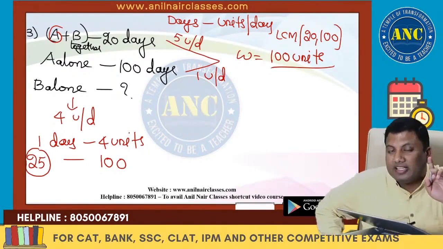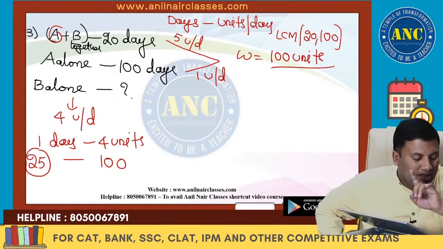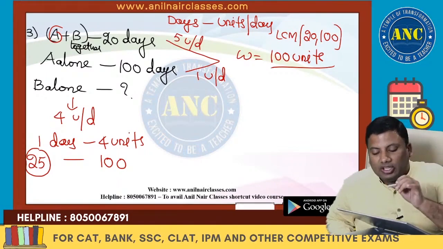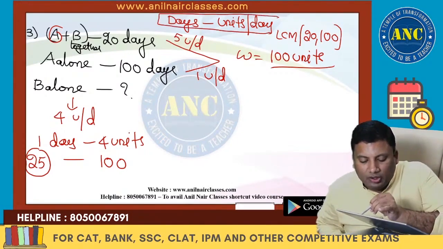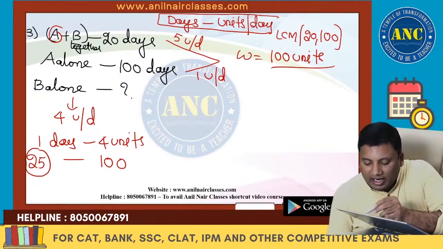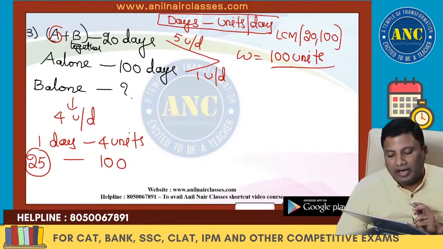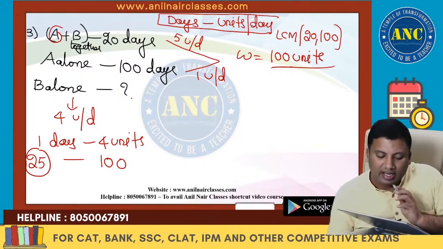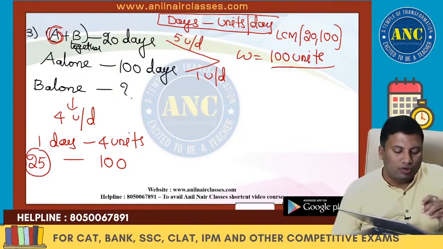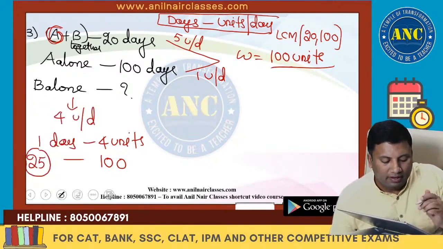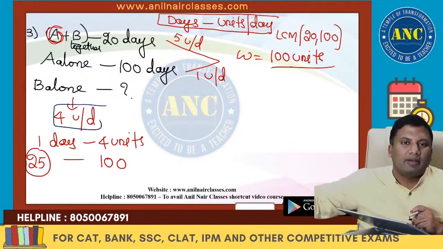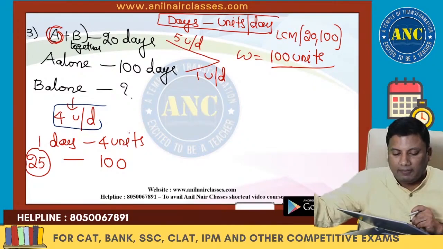Again I am explaining. In the previous question, individual was given and together was asked. But now in this question, individual and together are given, and the remaining person's individual is asked. First thing you should know, days should be converted into units per day. LCM of 20 and 100 is 100. 20 days 100 units, per day 5 units. 100 days 100 units, per day 1 unit. If it is 1, B will be 4 units per day. 1 day 4 units, 100 units is nothing but 25 days.